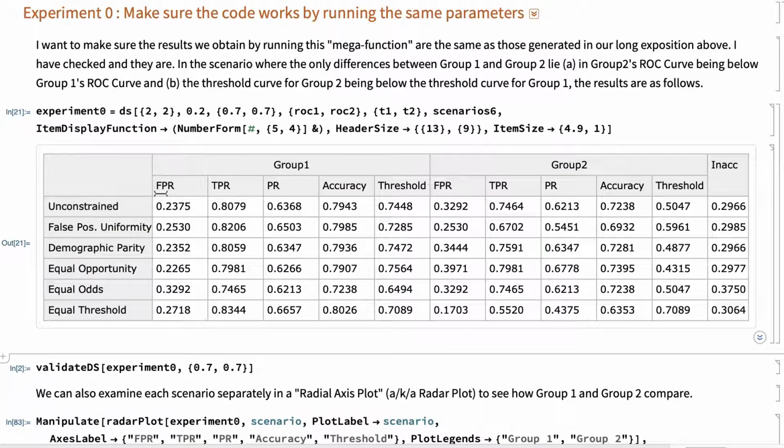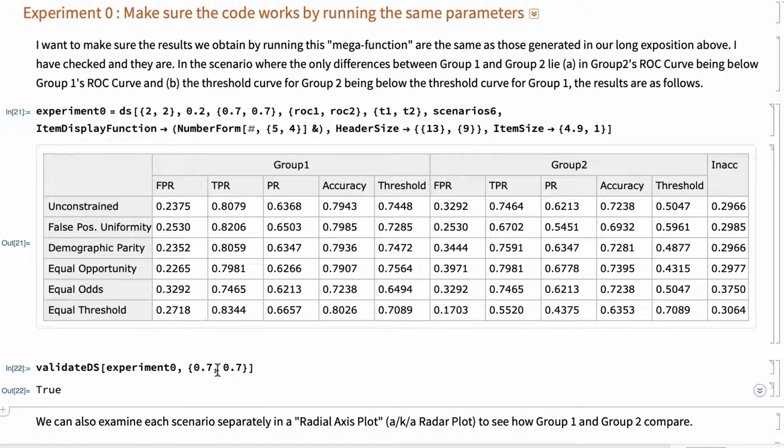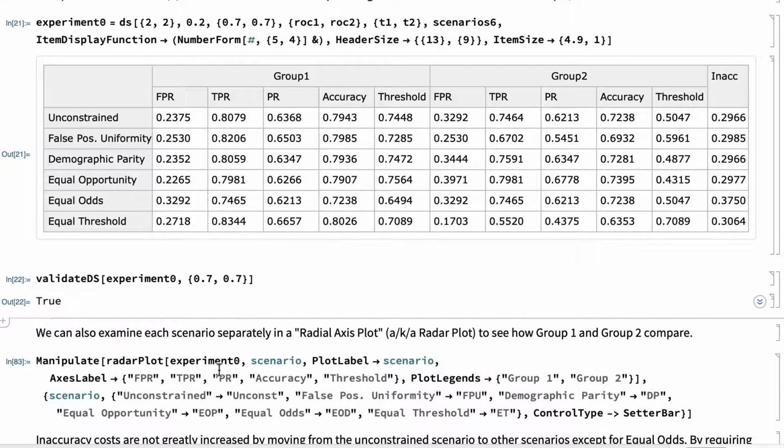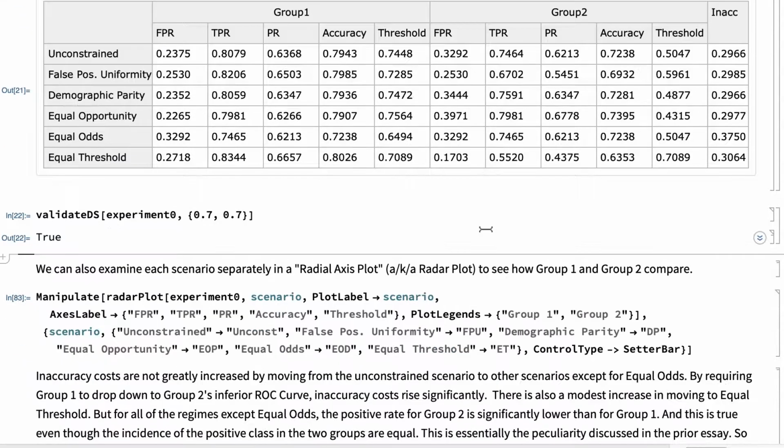So what do we see here? Well, we're going to see the false positive rate, true positive rate, accuracy, and threshold among group 1, same stats among group 2, and the total costs of inaccuracy. And we can validate that this data is sensible. That's good. And I've done some hand checking, and it does seem like this is exactly what I got before, so I'm feeling good about my function.